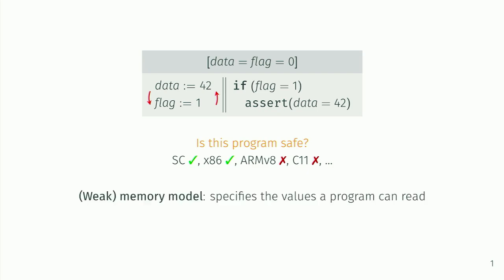Now, this is where weak memory models come in. So a weak memory model, or a memory model in general, is something that specifies the values that the program loads can read. So if I want to reason about a program like this, I have to assume a memory model and then take this into account, for example, when I verify this program.